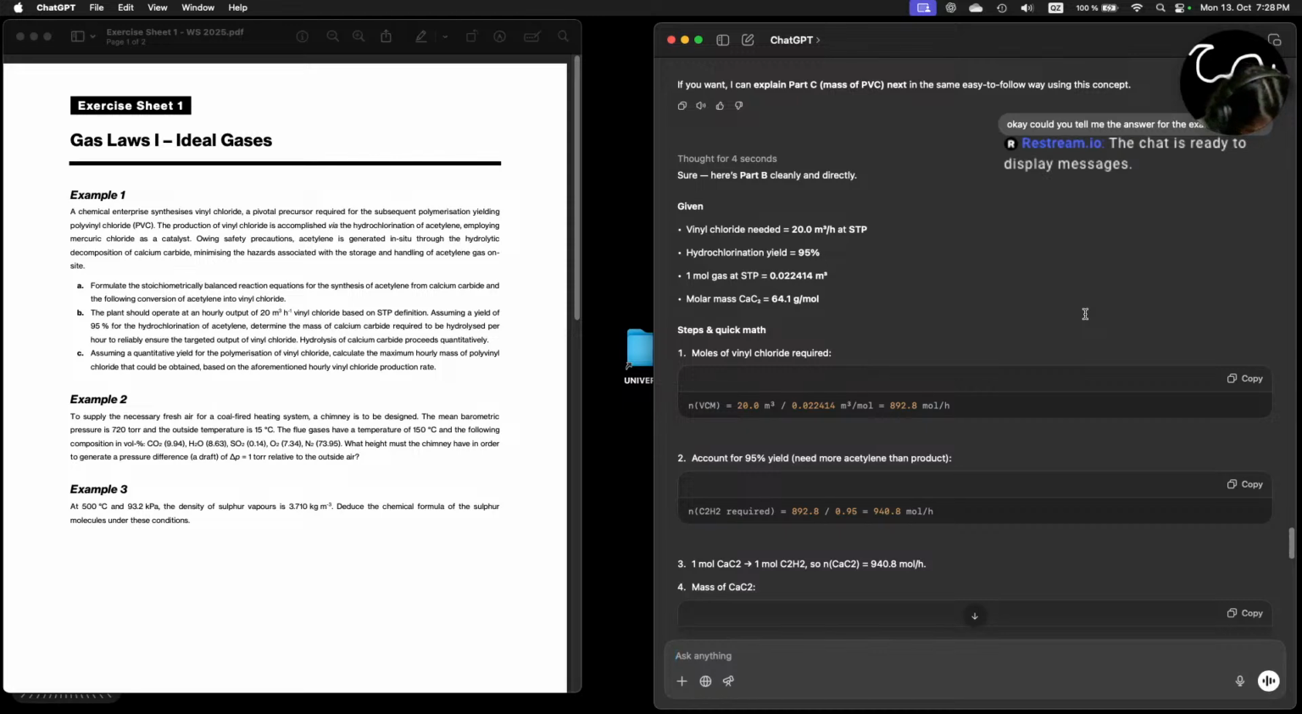Twenty cubic meter per hour, STP. How do I share my screen?